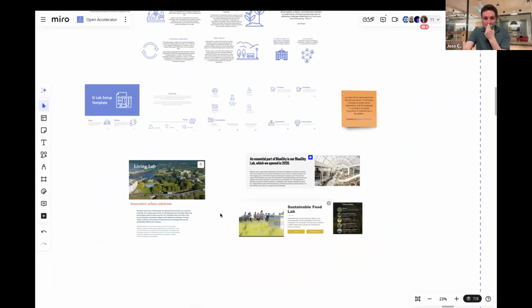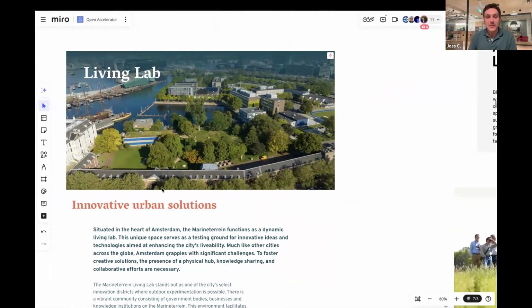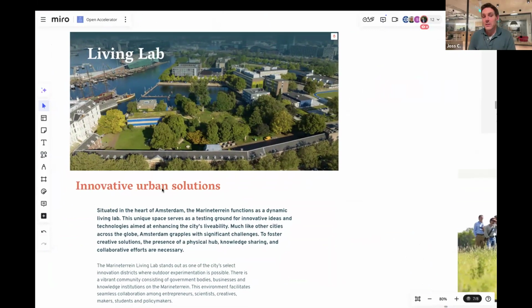aspect. So I have some examples I collected for you today. This one's in the Netherlands, Marine Terrein. It's a living lab, I think in Amsterdam. Yes, situated in the heart of Amsterdam, it functions as a dynamic living lab. When we say living lab, that means they're out there in the world. They're taking a space in the world, which can be a section of a city, and they're running experiments in that place. It might be, for example, testing out new ways of doing lighting within your neighborhood, where they actually go and put new lights in and they see if they work or they don't work. So that's what I mean by a living lab.